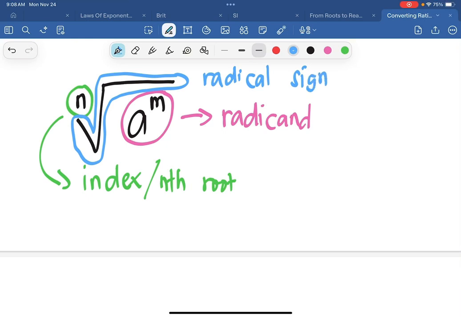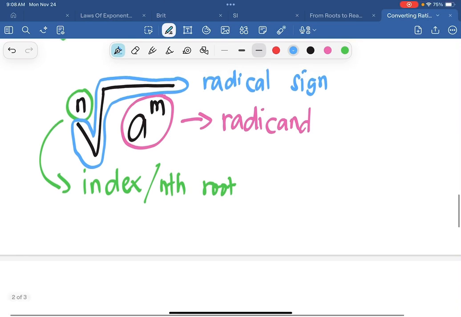Now again, the index or the nth root is a small number indicating the type of root. So it could be a square root, a cube root, a fourth root, or any value of n being given. And the radicand is the number or expression inside the radical. And here again, in the blue, is the radical sign.